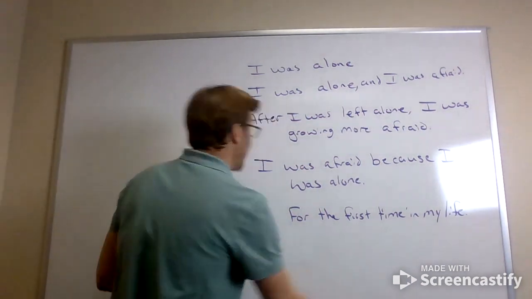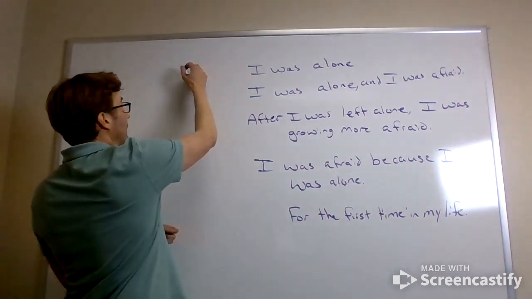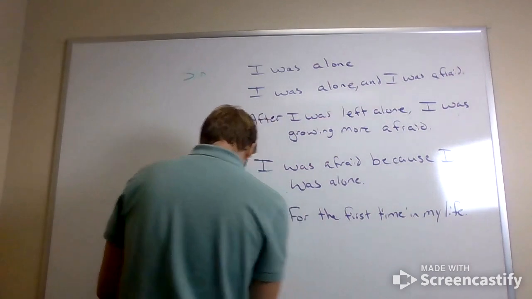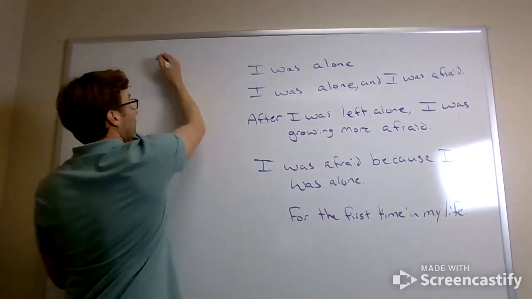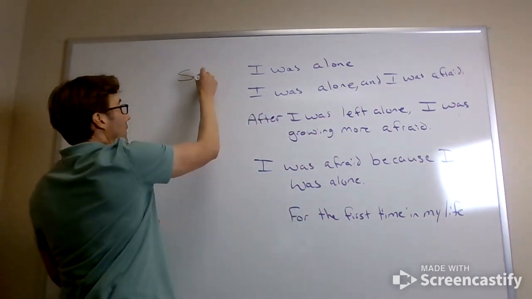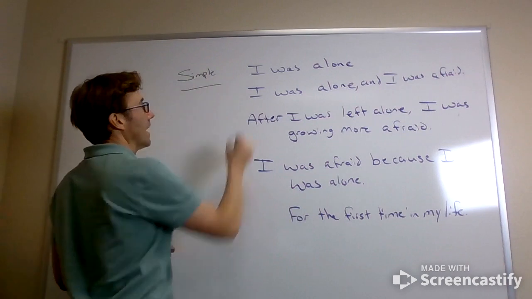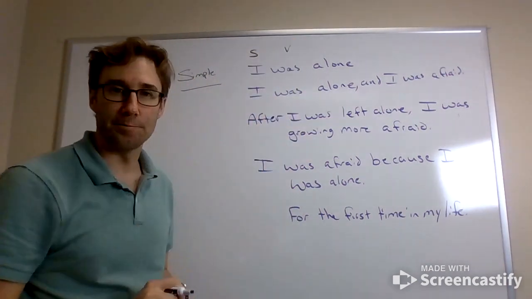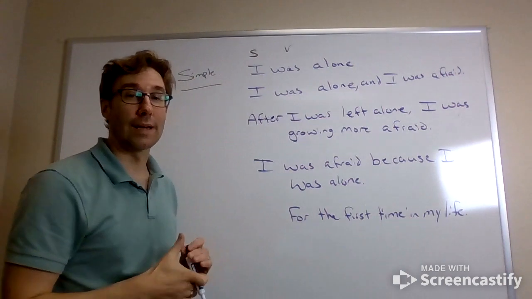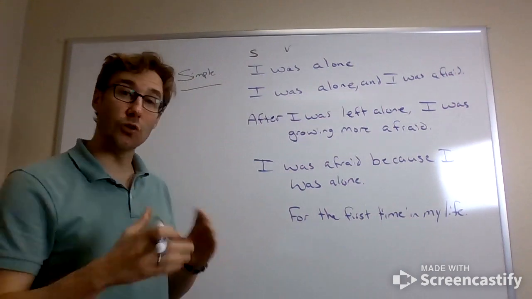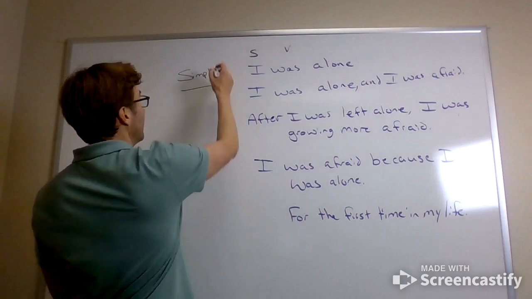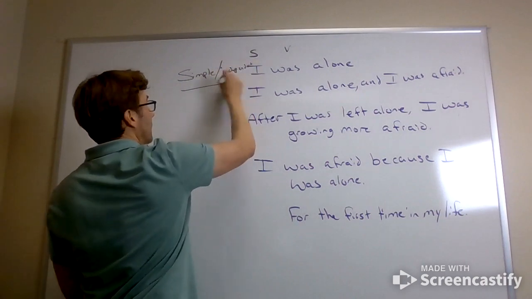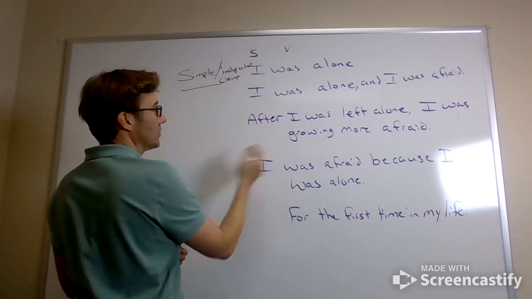So let me grab a pen. So this one is a simple. I wish it was a little darker. Let me grab a darker one. Simple. It has one subject, verb, simple sentence. The next one is what we call a compound. It actually takes two independent clauses, and it takes two of them.